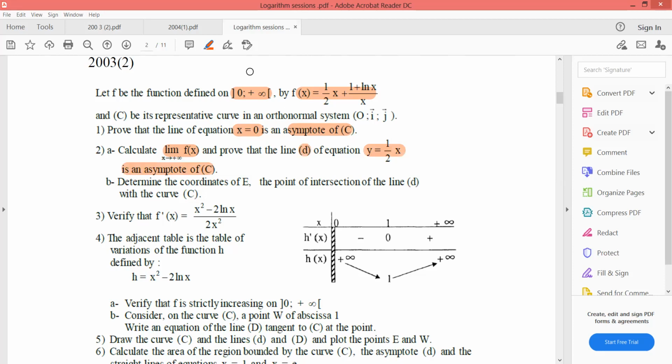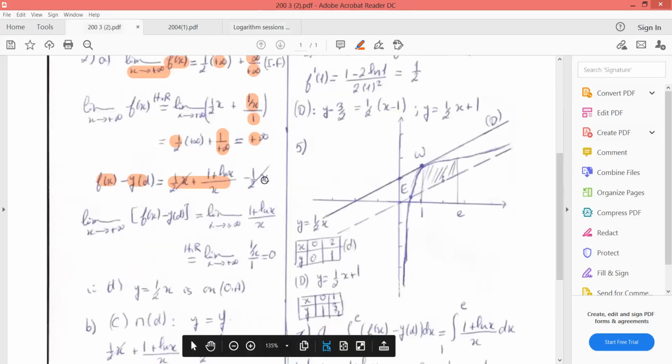We do fx minus yd. We take the limit of fx minus yd equals 0. So limit as x tends to plus infinity, fx minus yd first. I find fx minus yd. Fx is half x plus 1 plus ln x over x, minus yd which is half x, and minus half x cancels, leaving 0. So limit as x tends to plus infinity of fx minus yd equals limit of 1 plus ln x over x.